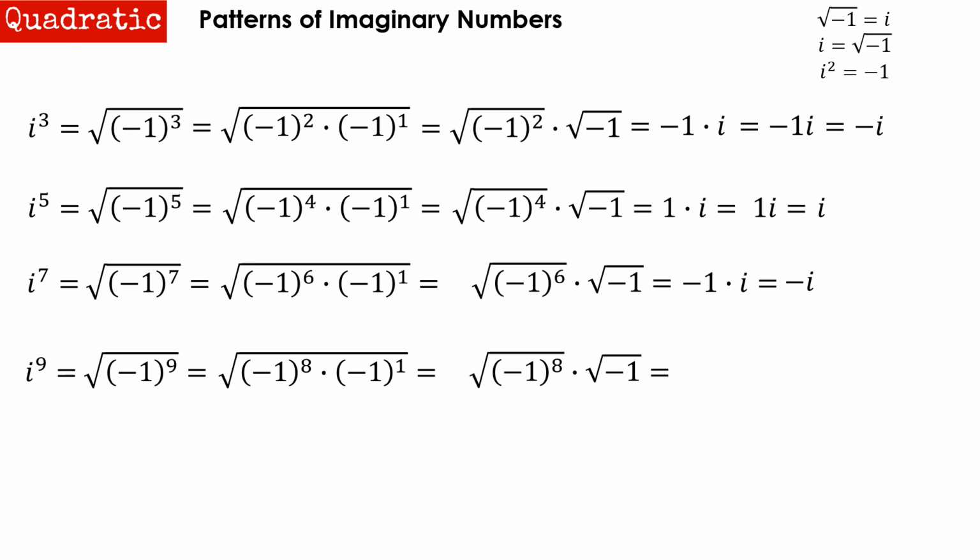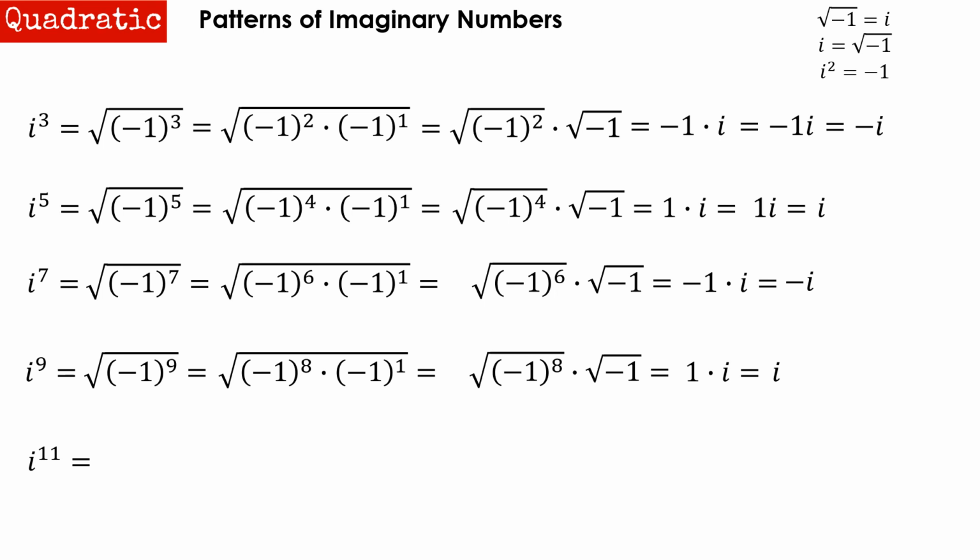Now I have the square root of negative 1 to the 8th, which turns out to be 1. And the square root of negative 1 is i. That gives us i to the 9th is i. Try 11. Pause the video, and try my sneaky way. And then press play to check.